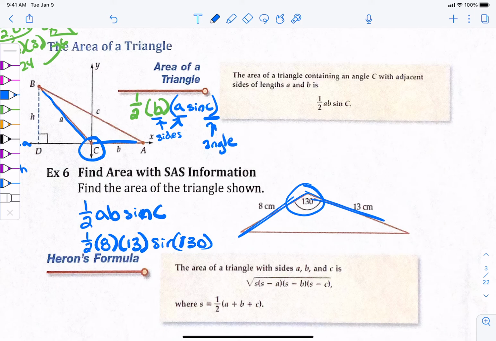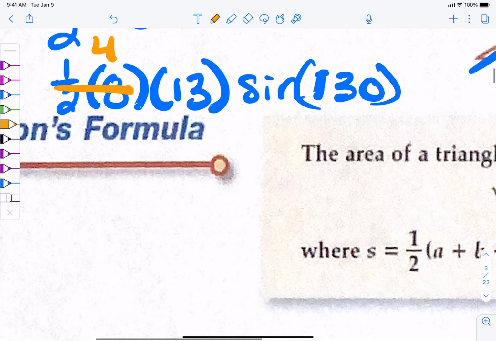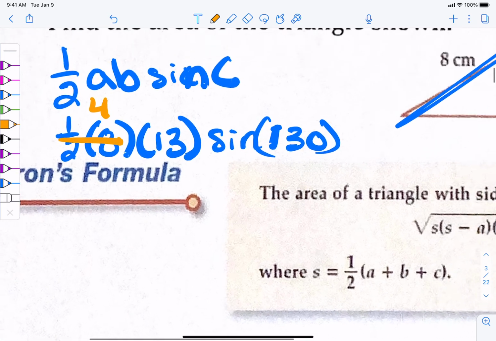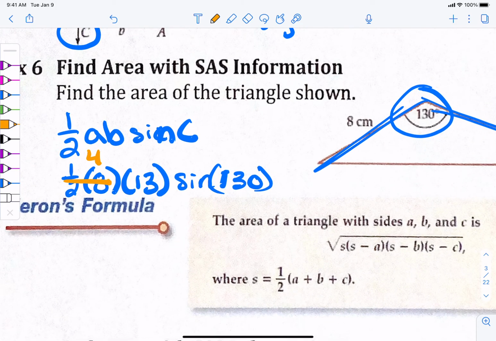It doesn't matter which one is A and B. You could flip these 2 around, but which one's easier, 1/2 of 8 or 1/2 of 13? 1/2 of 8, right? Because before you type this into your calculator, you can reduce some of this. 1/2 of 8 is 4. Now you just have to take 4 times 13, right? 4 times 13 times sine of 130, whatever that is.